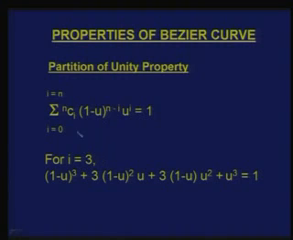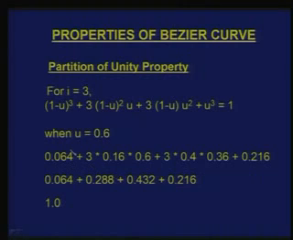For example, if I take a cubic curve, n equal to 3, this expression when you expand becomes (1 minus u) cube, which we have seen, then 3, the binomial coefficient, times (1 minus u) square into u, then 3 times (1 minus u) into u square, plus u cube. Whatever u value I substitute, you always get back the value 1. Let us just check. If I put u equal to 0, all of them will be 0 and this will be 1. If I put u equal to 1, all these things will be 0 and I still have 1. Now let me choose u equal to 0.6, just to show this.